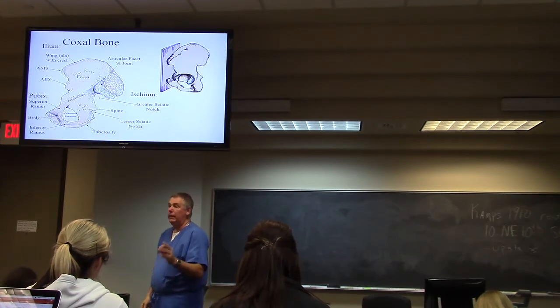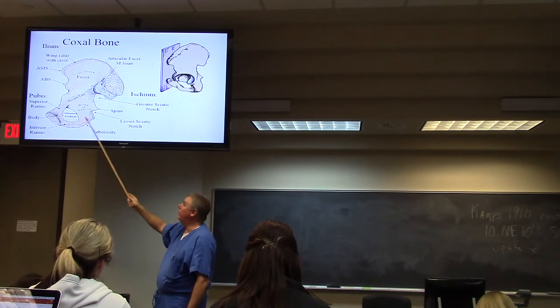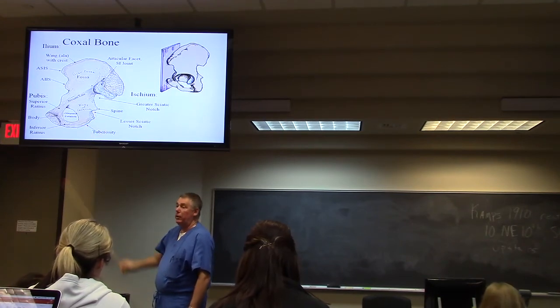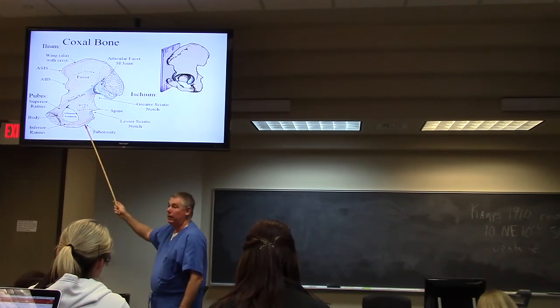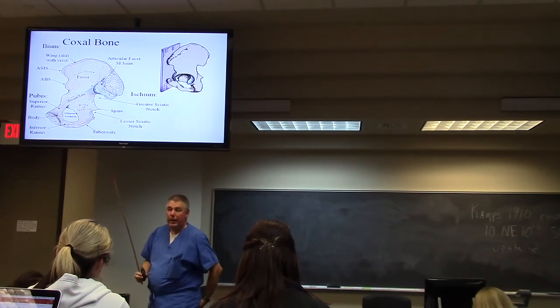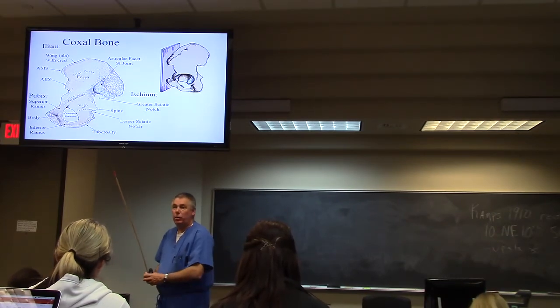On either side of the lesser sciatic notch is either the ischial spine or the ischial tuberosity. You are currently, right now, sitting on your ischial tuberosity. If you were to stand up and reach back and feel that bony prominence at the base of your butt, that's the ischial tuberosity.